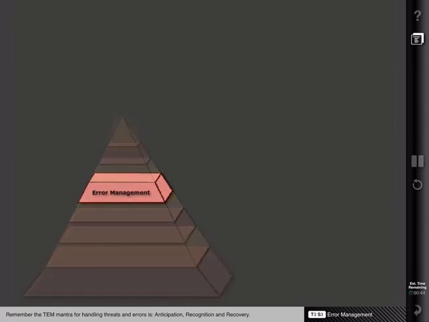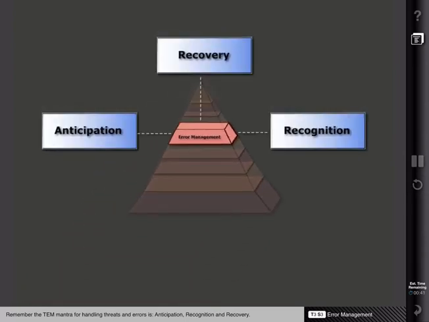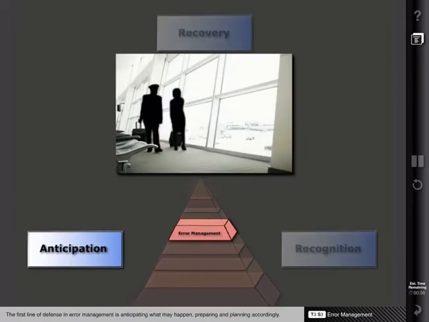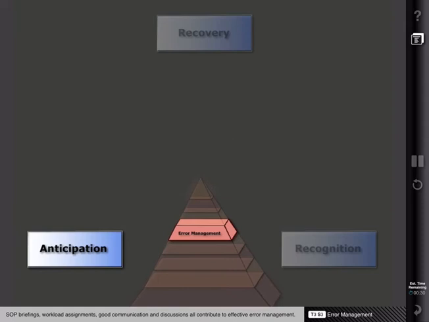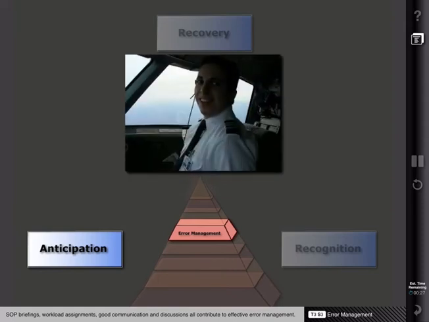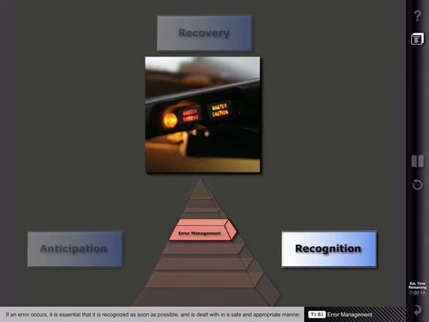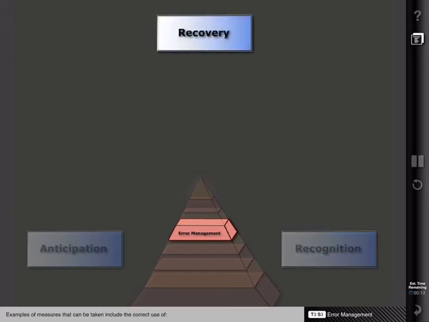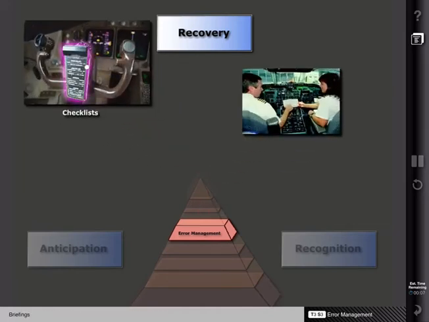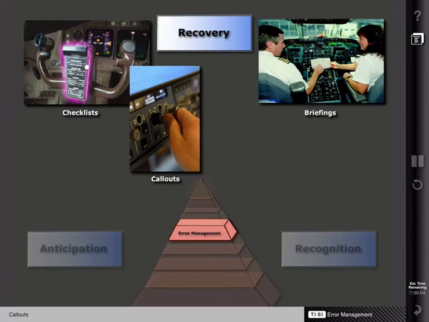Remember, the TEM mantra for handling threats and errors is anticipation, recognition, and recovery. The first line of defense in error management is anticipating what may happen, preparing and planning accordingly. SOP briefings, workload assignments, good communication, and discussions all contribute to effective error management. If an error occurs, it is essential that it is recognized as soon as possible and is dealt with in a safe and appropriate manner. Examples of measures that can be taken include the correct use of checklists, briefings, callouts, and SOPs.